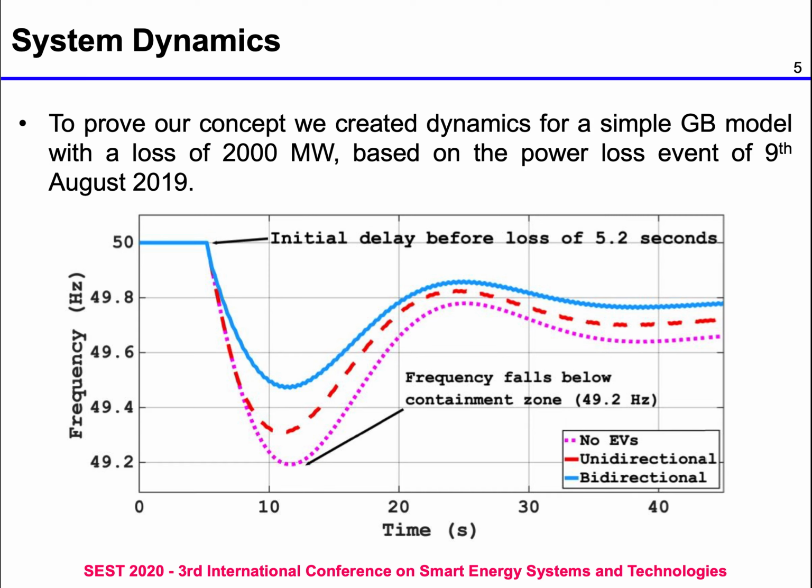As you can see in the figure below, we've demonstrated a simulation of the baseline controller that we'll use for comparison. You can see that when there's no electric vehicle participation, the frequency falls below a containment zone of 49.2 Hz. This is something specified in the grid code that should never happen.